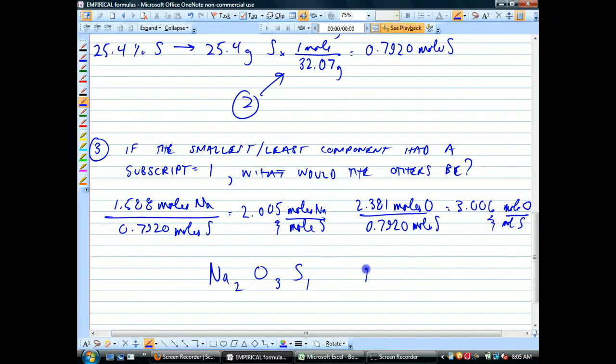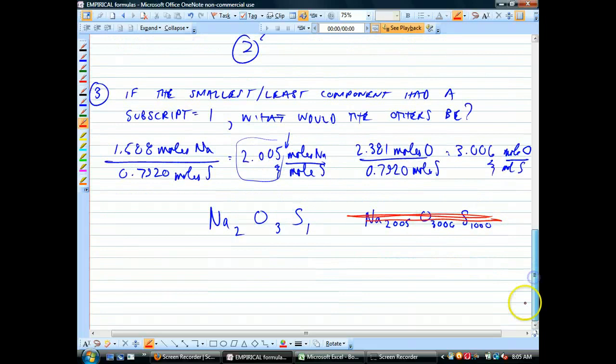Notice that I did not write, as I said, I understand the concept of experimental error, and I expect it. And so I'm not going to assume that this is a precise, exact number and write 2005, 3006, 1000. In fact, I actually rounded that number right there. So you are not going to write something crazy like that. We want small whole number ratios.